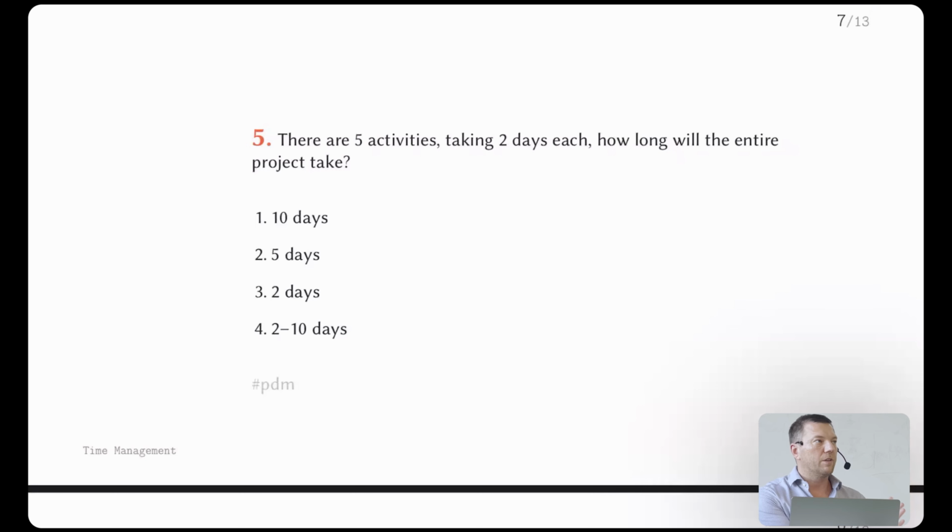So it takes 2 days for this one, 2 days for this one, 2 days for this one. There are 5 of them. So how long will the project take? 10 days, 5 days, 2 days, from 2 to 10 days. So what is your answer as a project manager?